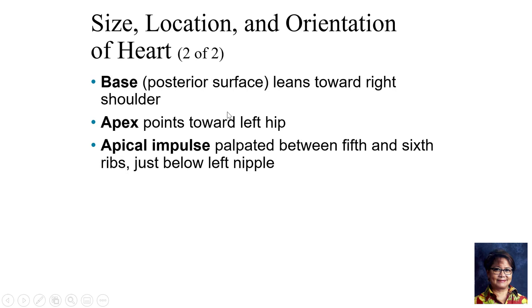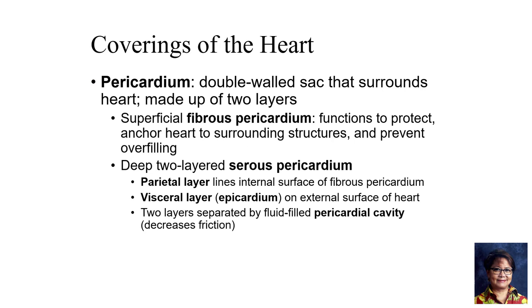The base of the heart is the posterior surface. You call that the posterior surface. The base leans towards the right shoulder. The apex of the heart is that pointy end of the heart, and it points towards the left hip. The apical impulse is actually palpated between the fifth and the sixth ribs, just below the nipple. It's called apical impulse because when you feel it right there, it would have a very fine pulse.